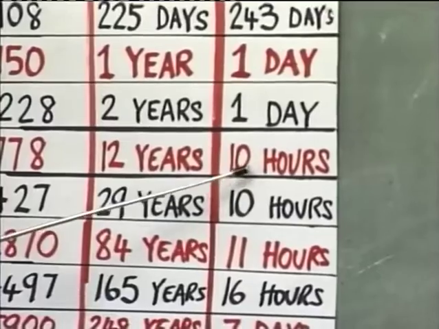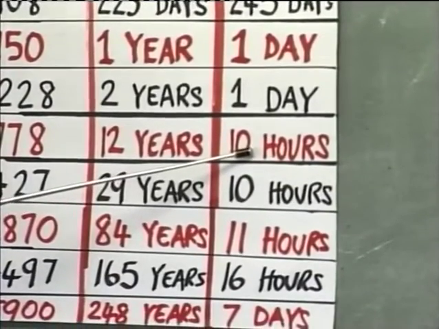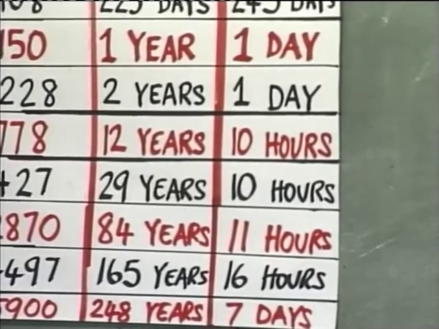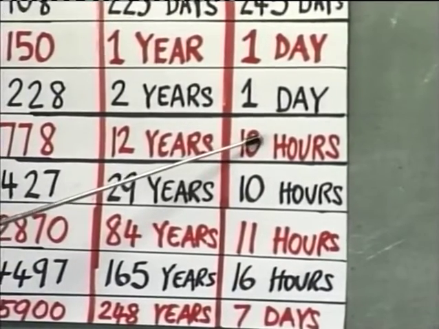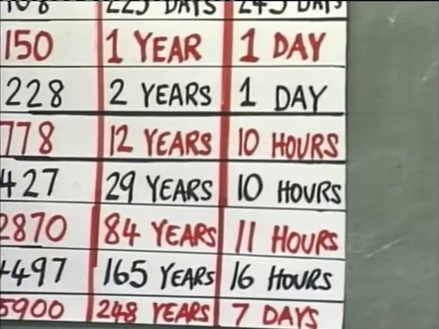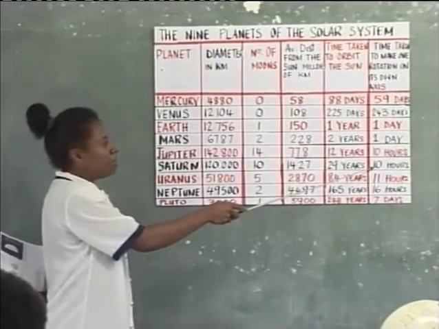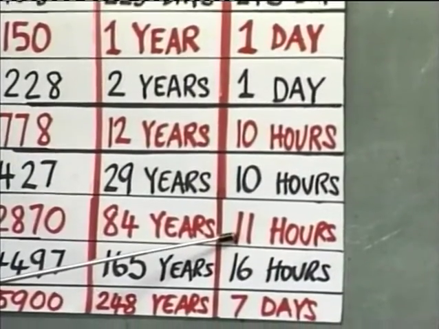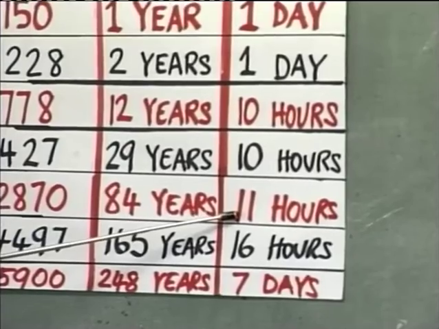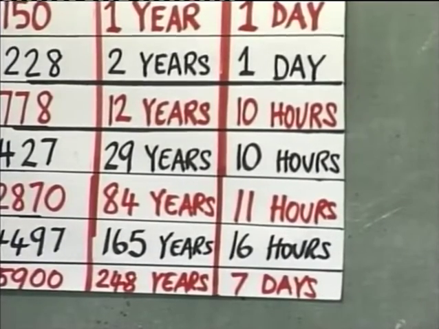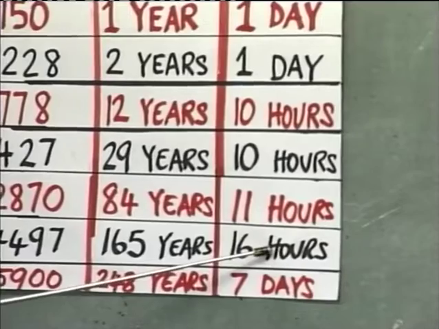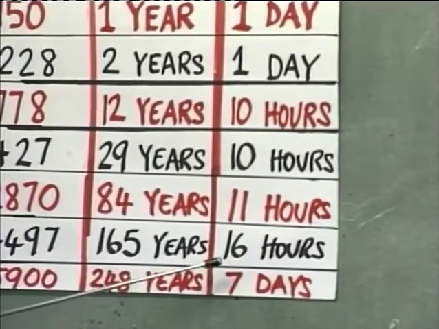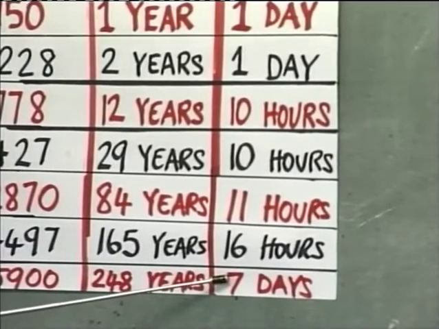Jupiter will take 10 hours to complete one full rotation. Is that fast or slow in comparison to the Earth? It's fast, very fast actually, maybe 5 hours of night, 5 hours of day. Saturn, 10 hours, similar to that of Jupiter. Uranus will take 11 hours for a complete rotation. Neptune will take 16 hours. And finally, Pluto will take 7 days for a complete rotation.